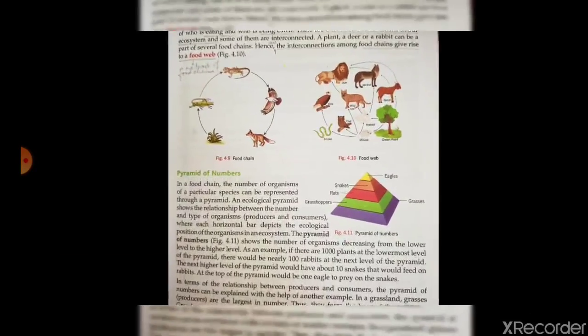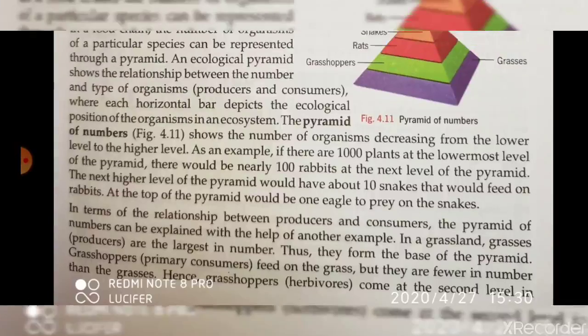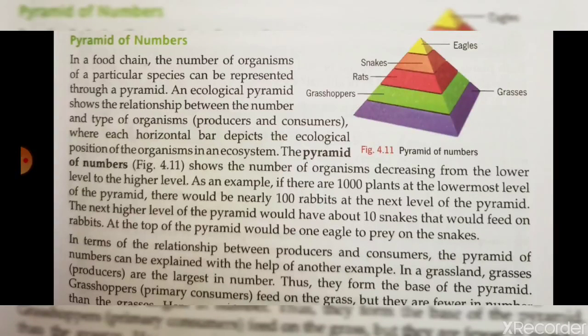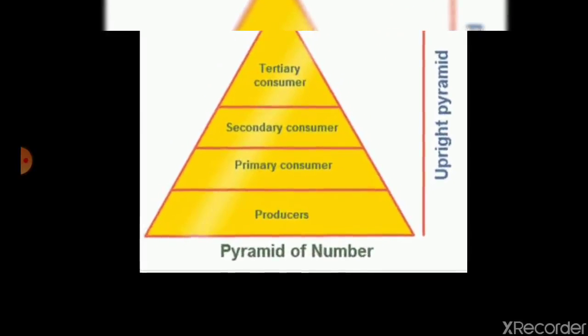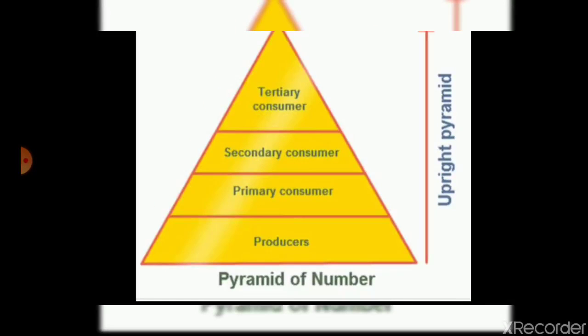Now let us study pyramid of numbers. Pyramid of numbers is a graphical representation that shows the number of organisms at each energy level in a food chain. It shows the relationship between the number and the type of organisms, where each horizontal bar depicts the ecological position of the organisms in an ecosystem. The upright pyramid of numbers shows the number of organisms decreasing from a lower level to the higher level.